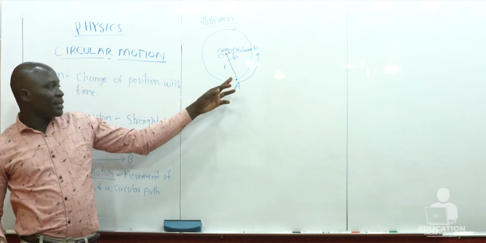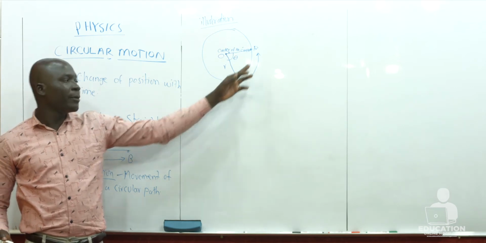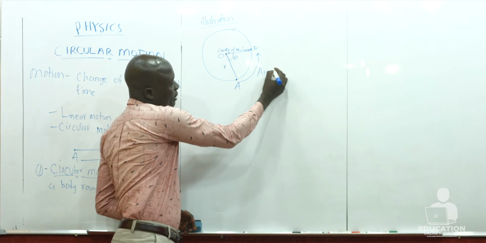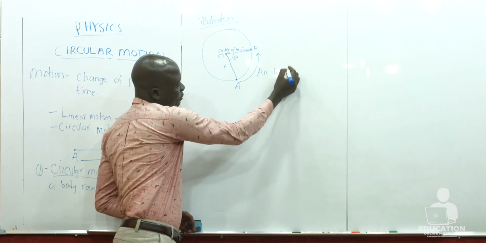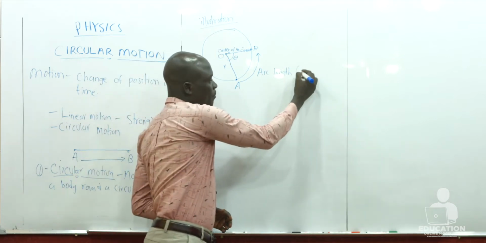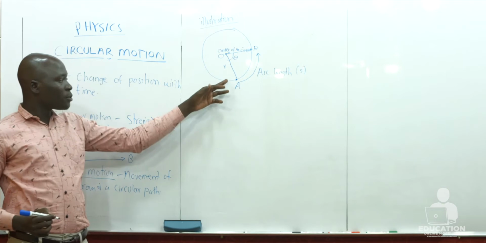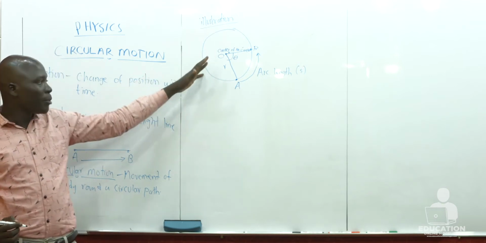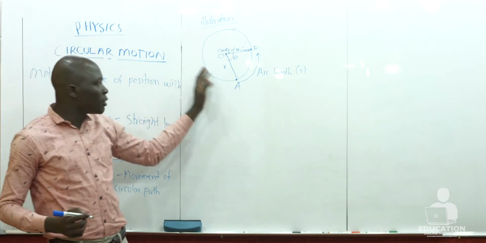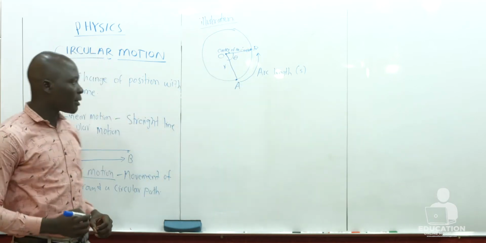Then the distance that the body will cover along the circular path, say from point A to point B, we call the arc length, and we can represent it with letter S. So this is what we mean by a circular motion, just a motion in form of a circle. The change of position in this case is along the circular path.